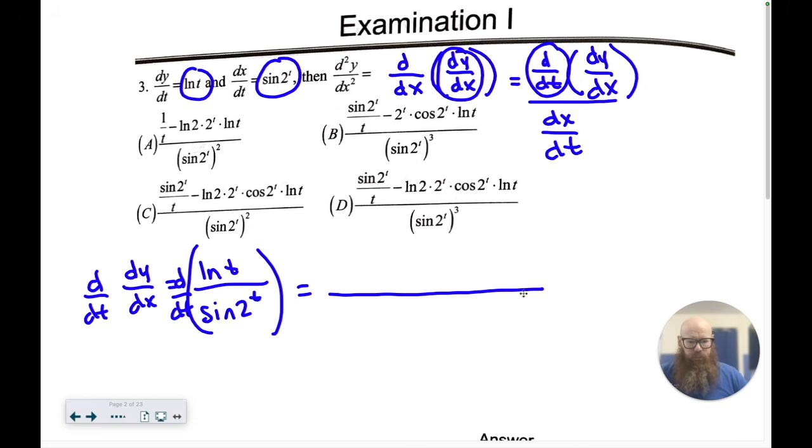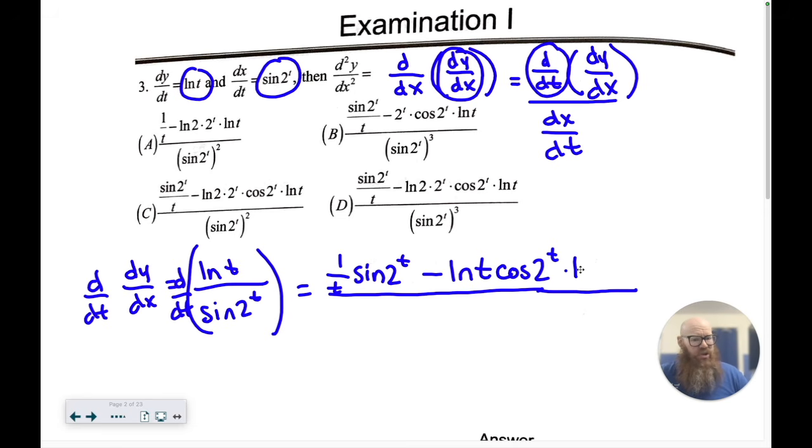which I'm doing the quotient rule. So I first do derivative of the numerator, which is 1 over t, times the original denominator, so sine 2 to the t, minus, keep the numerator the same, and then multiply by the derivative of the denominator. The derivative of sine is cosine. 2 to the t stays the same. Then I multiply by the derivative of 2 to the t, which is 2 to the t ln 2. I'll throw parentheses around here just to kind of separate everything. And then all over the original denominator squared.